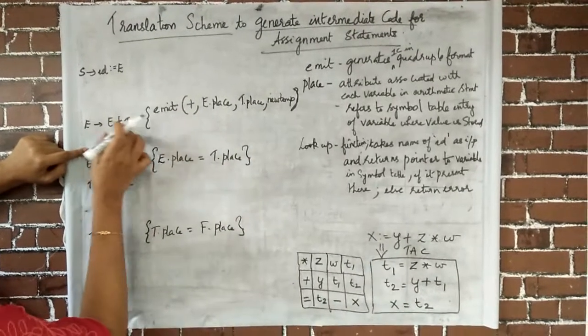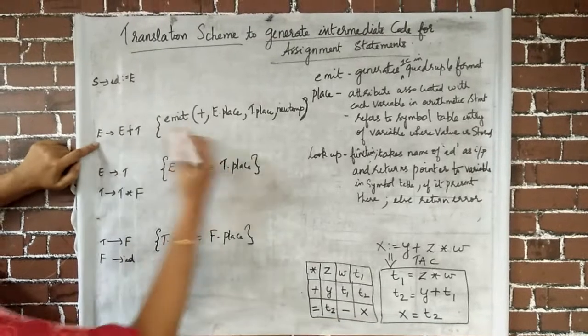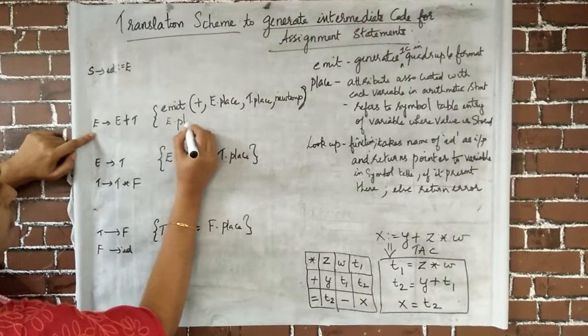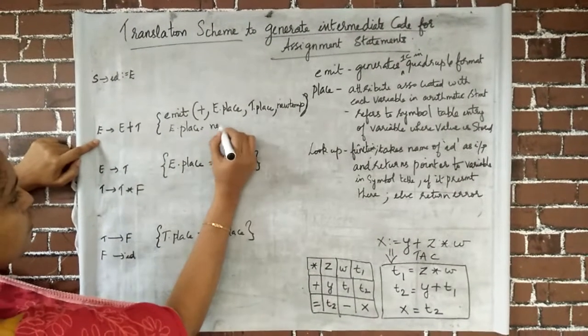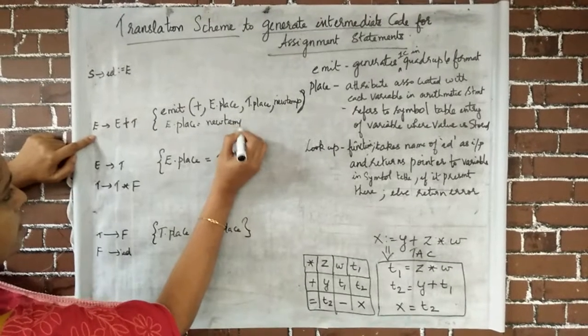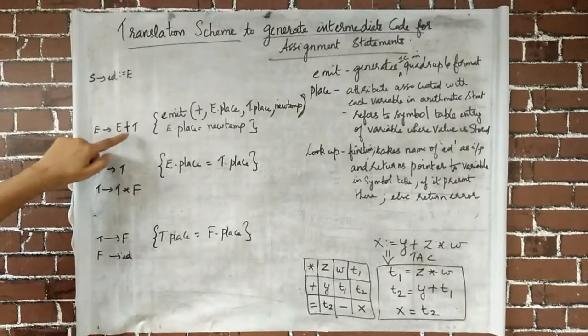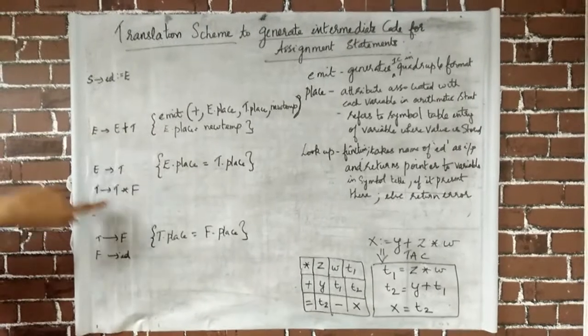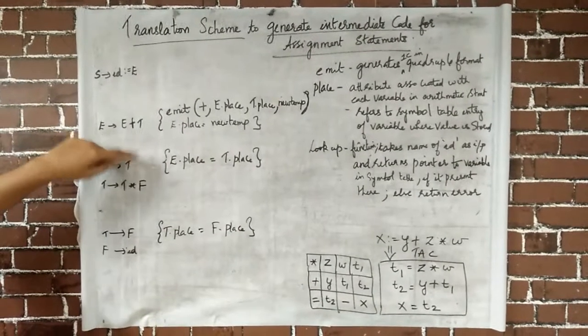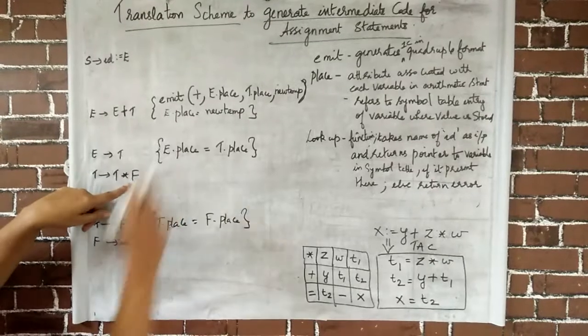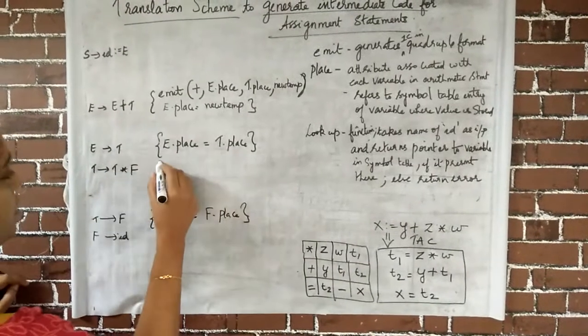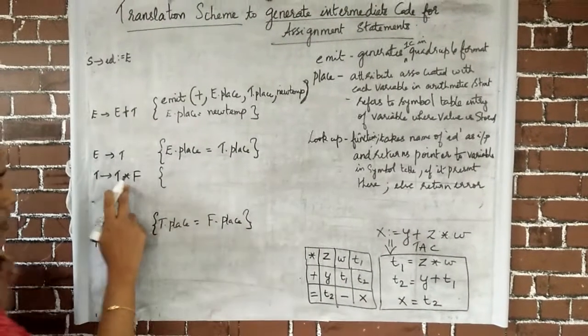And what we have to do, that new temp has to be assigned to e, right? So e.place is equal to new temp. Okay. So this is how we write the translation scheme for this particular statement. For this, it is also the same. The only difference is instead of plus, you have to give the star operator, right? So here you have a star operator.